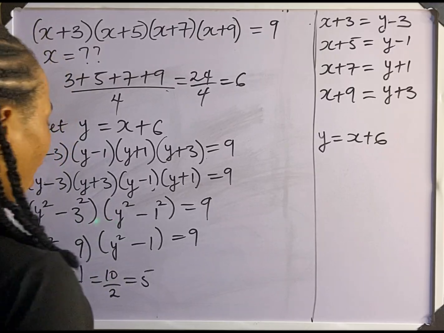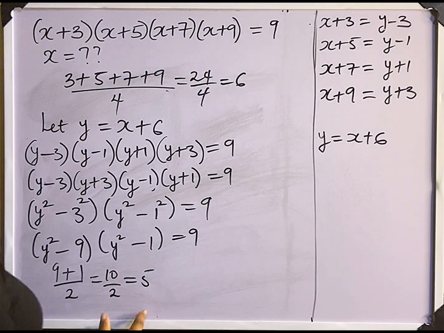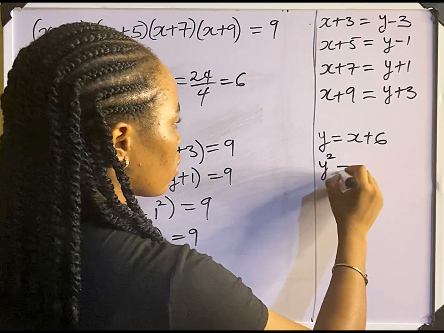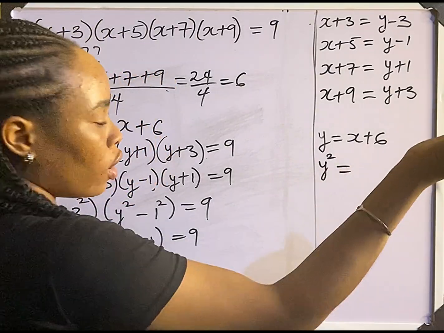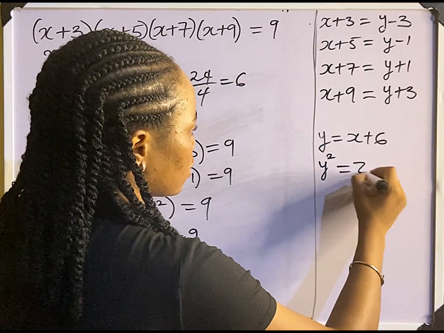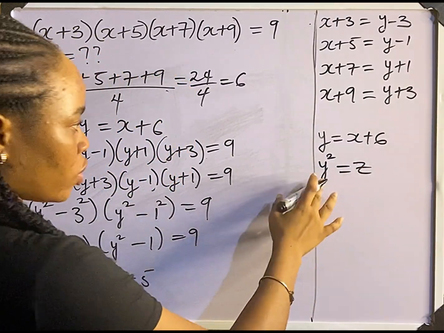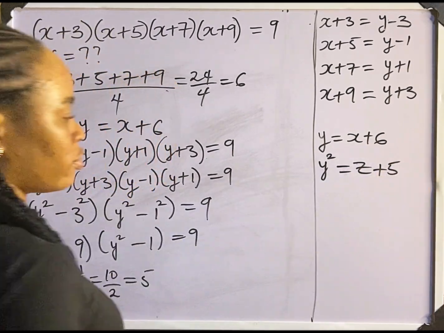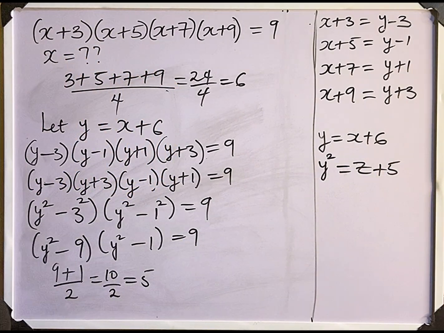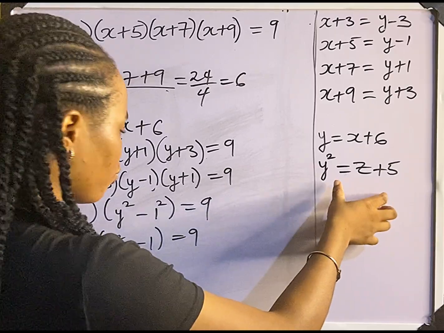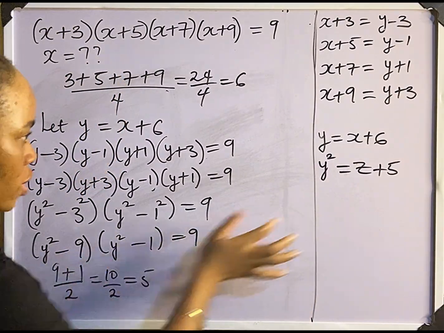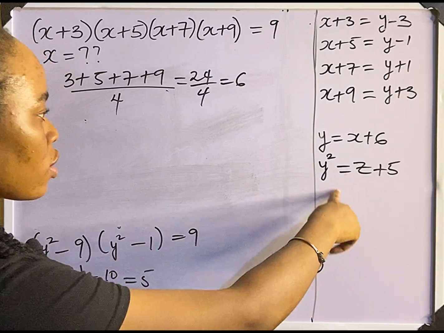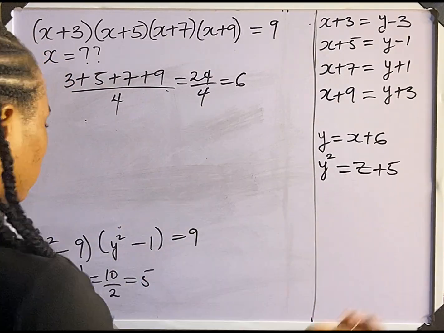So now I'm going to set my y squared. Let my y squared be equal to, now I'll choose another variable, let's say z. My y squared is equal to z plus our average 5. Yes. So now the next thing we are also going to do is to rewrite these factors in terms of z this time around.